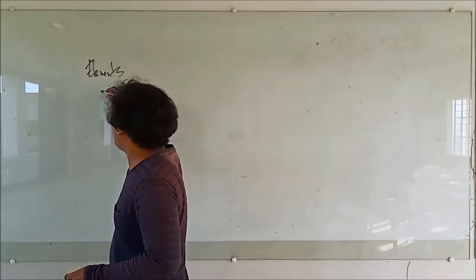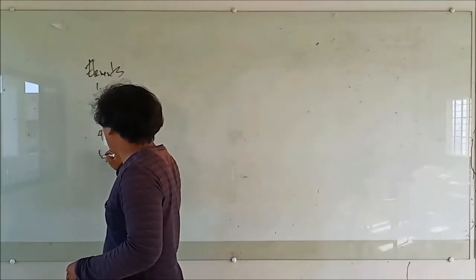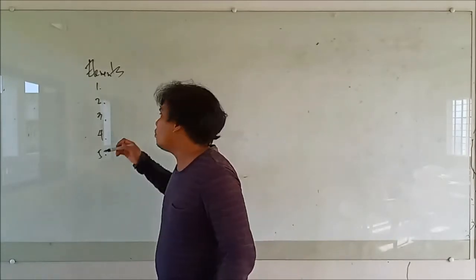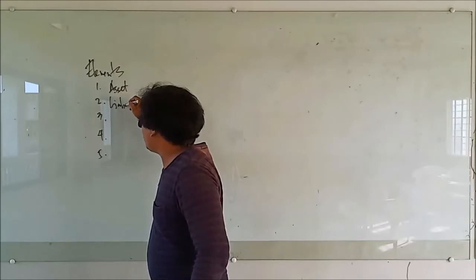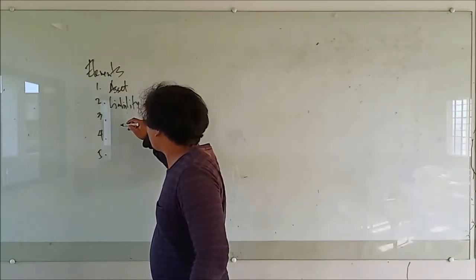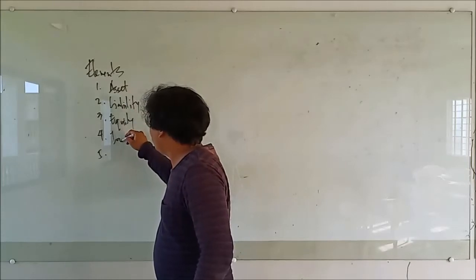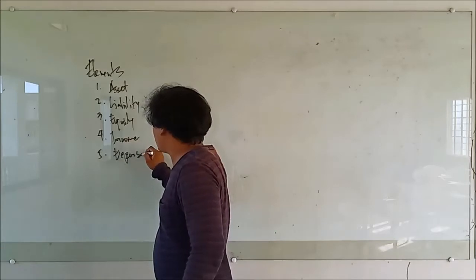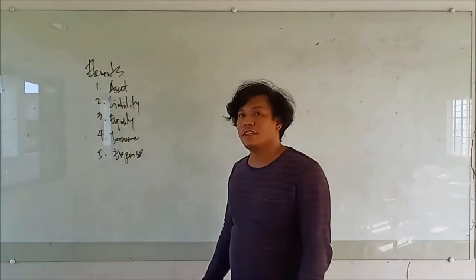Gumagawa tayo ng FS using these elements. And basically, these elements are 5. No? At alam mo na dapat itong elements na to. So, sino-sino ba itong mga elements na to? Number 1 is the asset. Of course, kung may asset, may liability, meron ding equity, income, and of course, yung expense. Okay, so these 5 are the elements of financial statements.